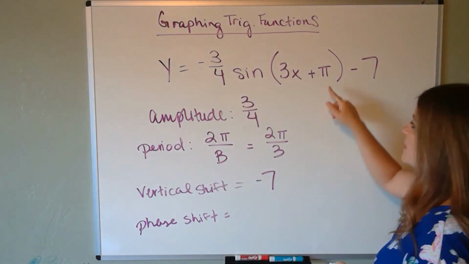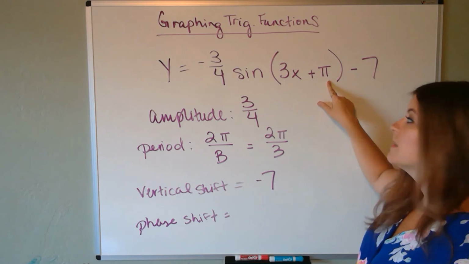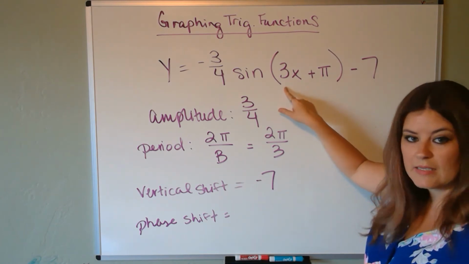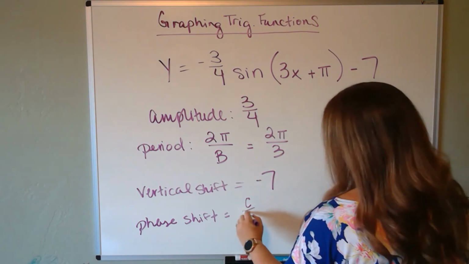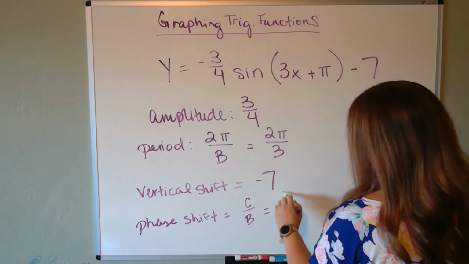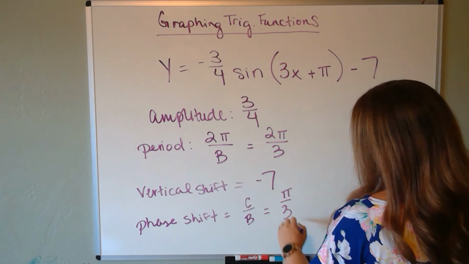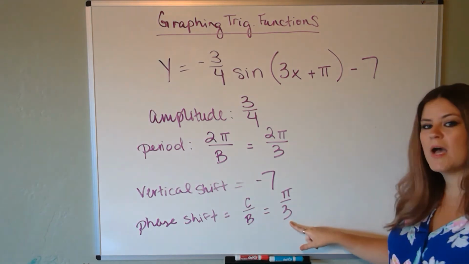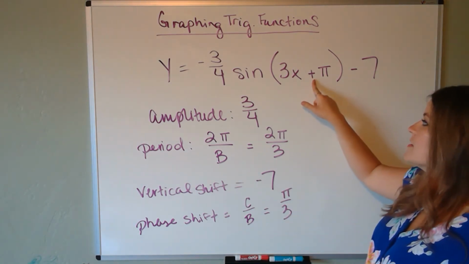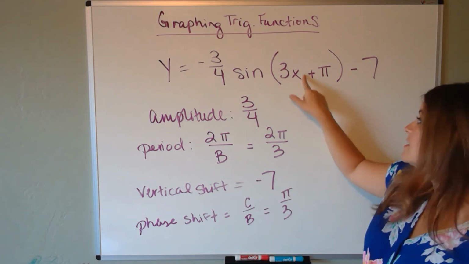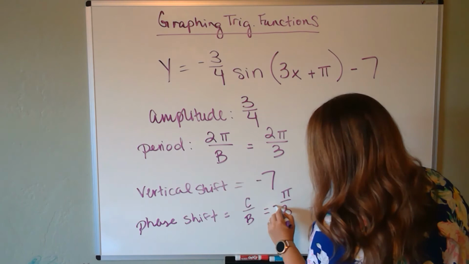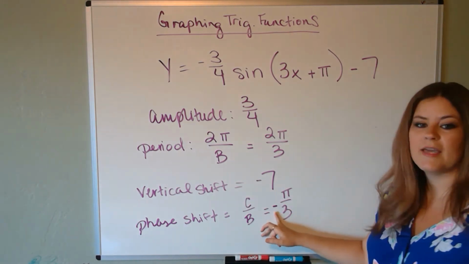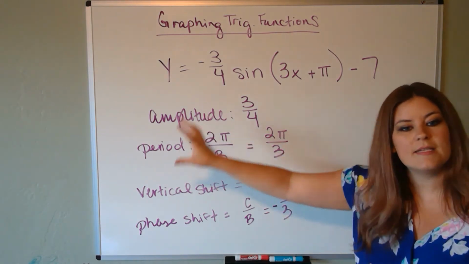Don't forget, it's not just this value, it's this value over b. So your phase shift, if this is c over b, we would get pi over 3. So we have a phase shift of pi over 3, but does it go left or right? You guys, this plus tells me that it actually goes to the left. So remember to switch the sign on that. Give it a negative, indicate that it's going to the left.